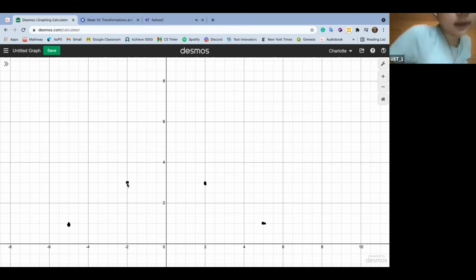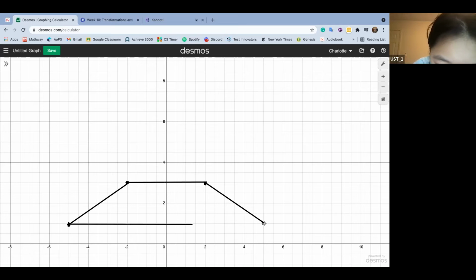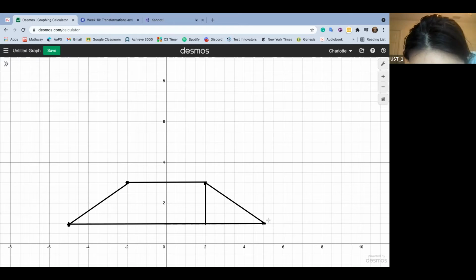So how this works is you can tell here that it's a trapezoid because if we connect the lines, the two bottom and the two top lines are parallel. The area of a trapezoid is the two bases added together times the height, divided by 2. So the height here: the coordinate over here is 1, and the coordinate over here is 3.